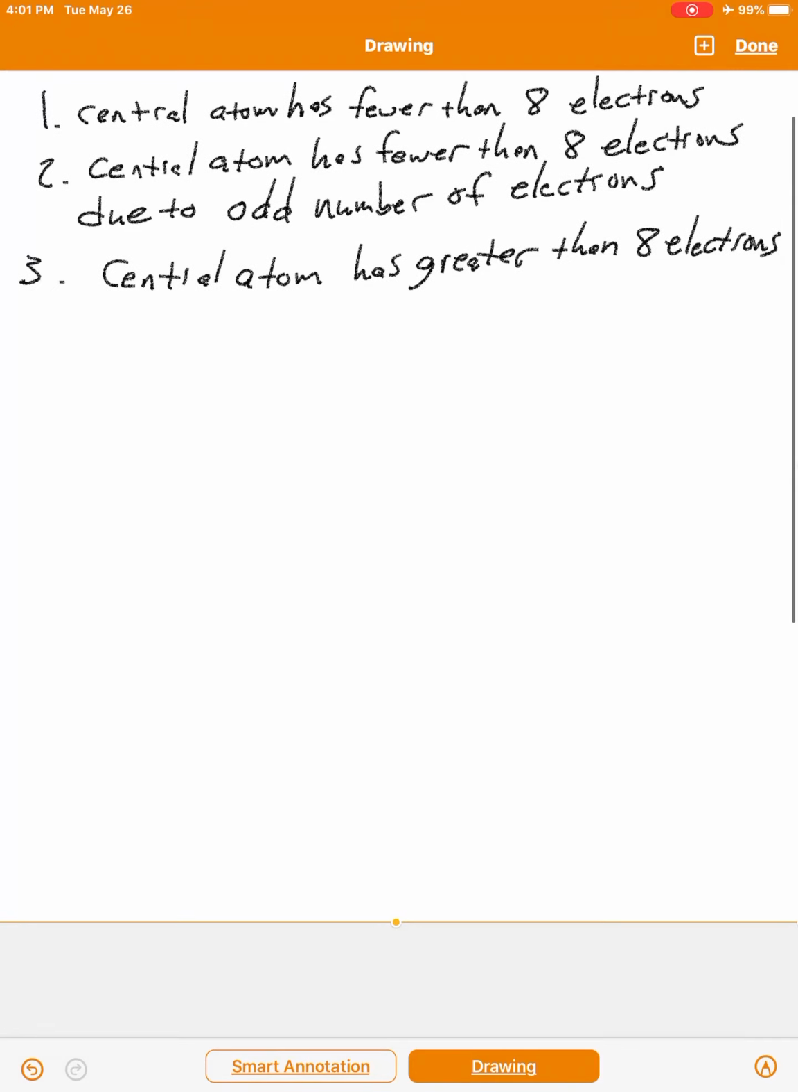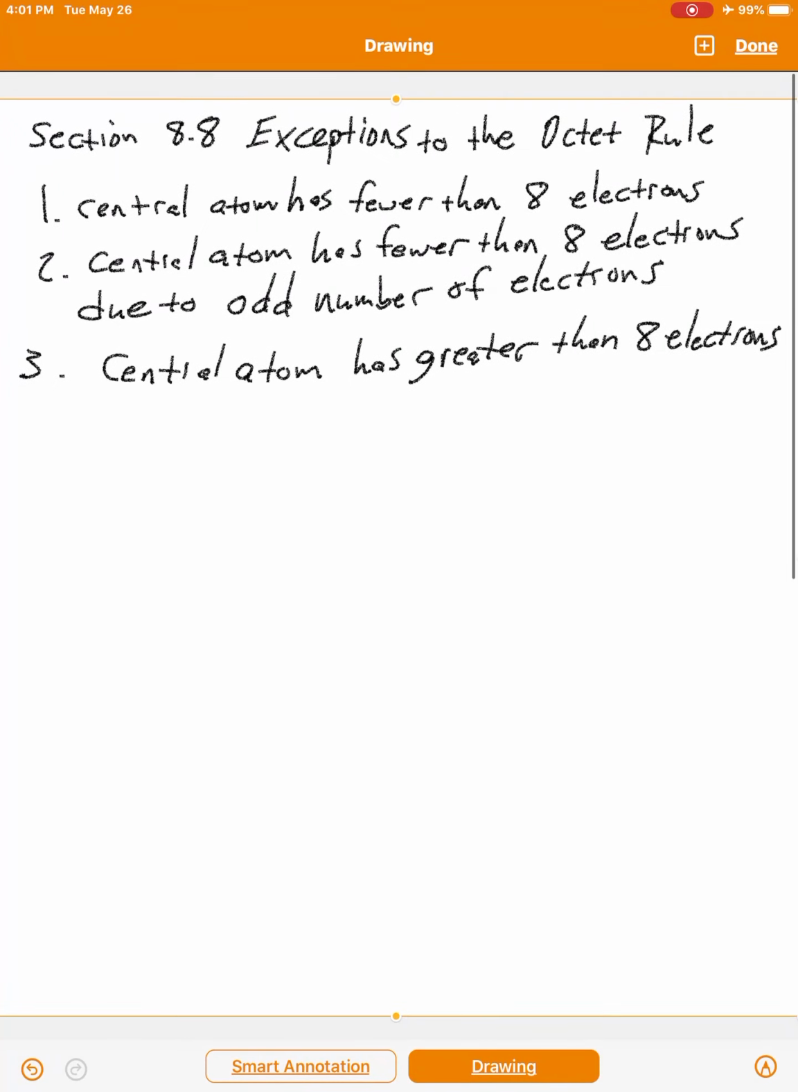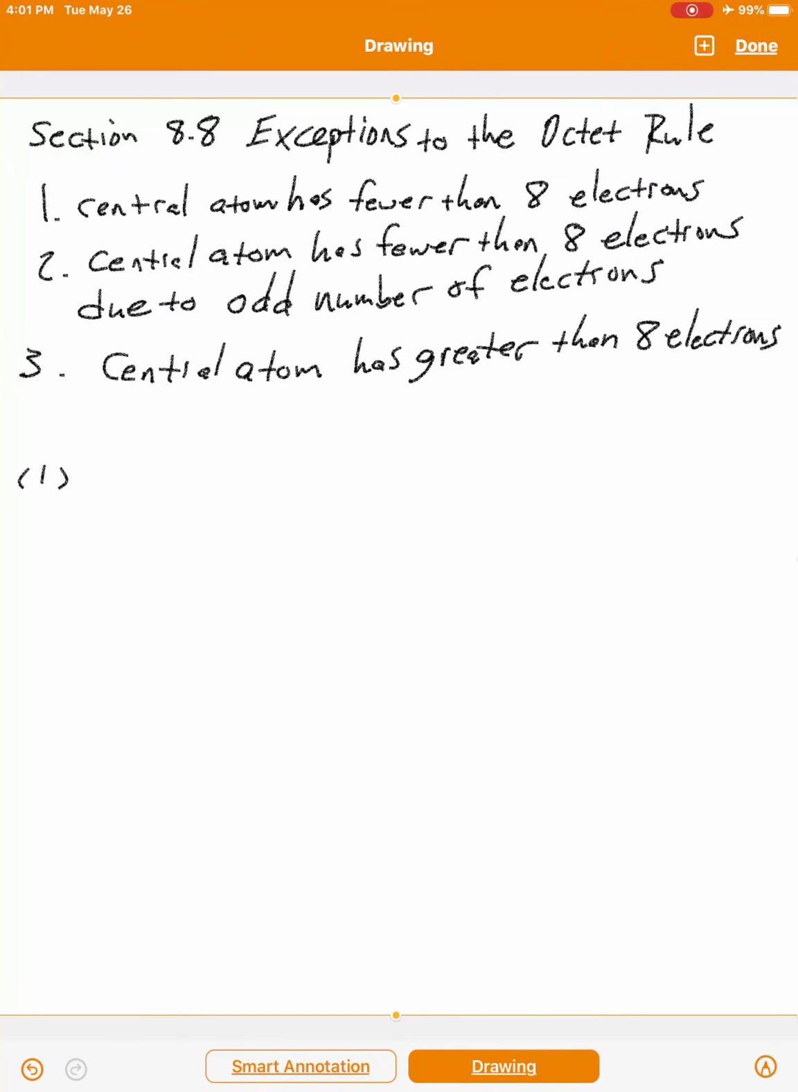So let's try case 1, where we have fewer than 8 electrons. This tends to happen, it appears, with just these 3 atoms. Beryllium, which is element number 4, boron, which is element number 5, and then aluminum, which is element number 13. Those are the 3 elements.